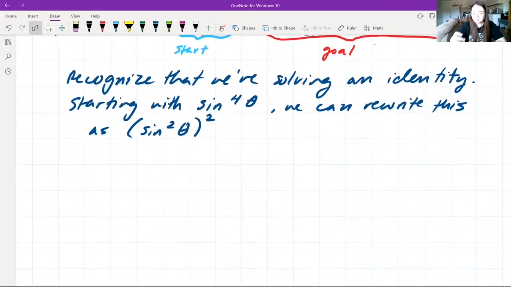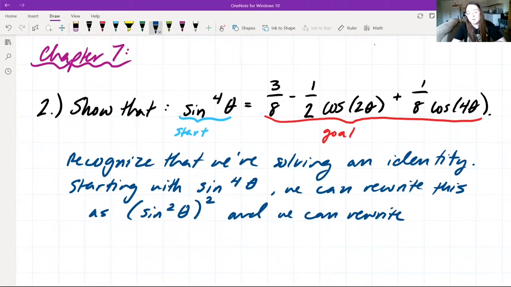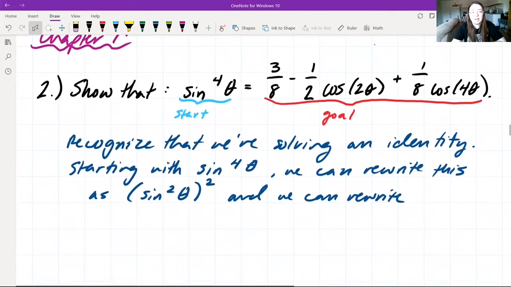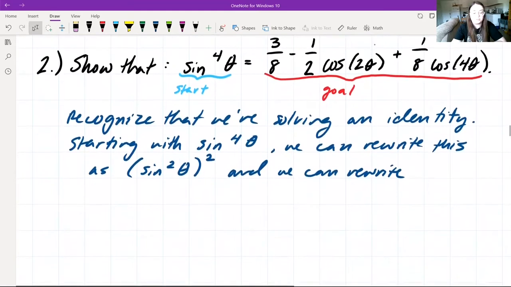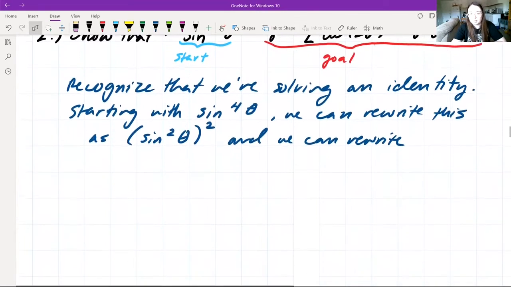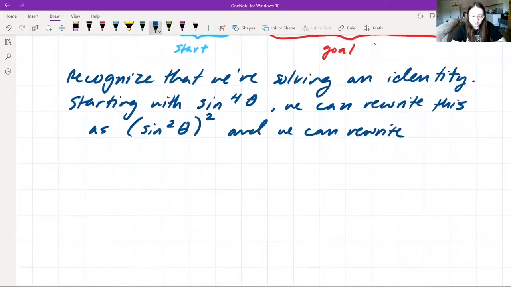So what we're going to end up picking, and what can give us a hint, is that in our answer we have cosines of 2 theta and cosines of 4 theta, which is telling us that it would be helpful if we use a double angle formula here. So we can rewrite sine squared of theta to be equal to 1 minus cosine of 2 theta divided by 2.